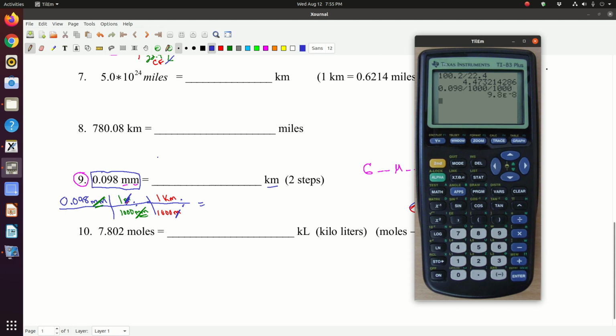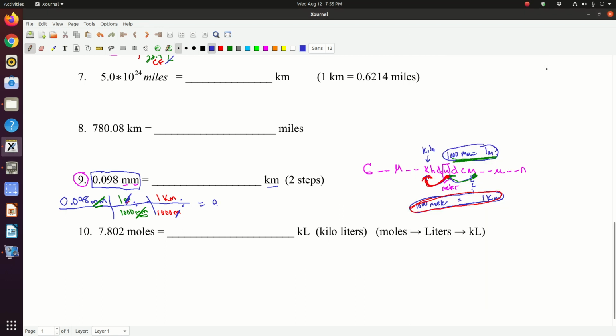9.8 E, I'm going to write it just like it says. 9.8 E negative 8. Okay. This is how your calculator says the answer is, but that E stands for the exponent, and it's 10 to that negative 8 value. So this is really 9.8 times 10 to the negative 8. This E tells you what the exponent is. It's a negative 8.